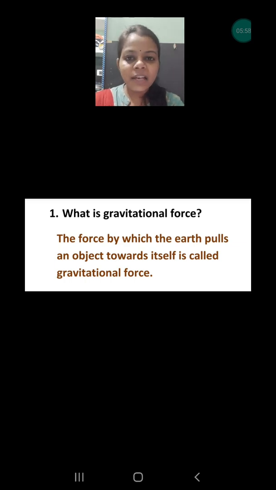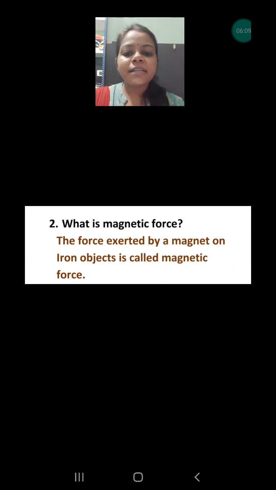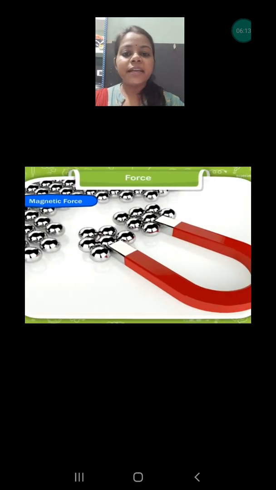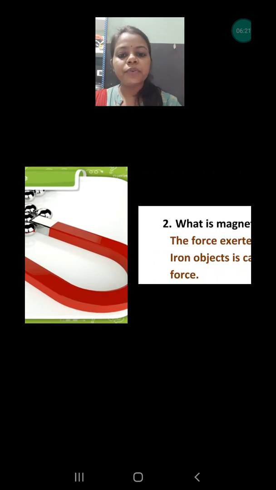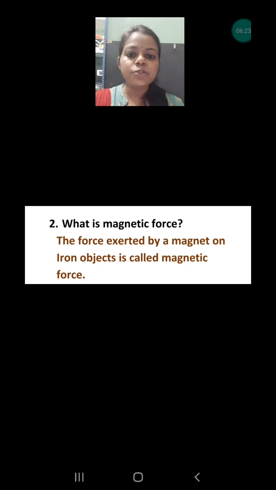So in easy language, you can write: the force by which the earth pulls an object towards itself is called gravitational force. Our second question is, what is magnetic force? Earlier I have already explained that a magnet has the tendency to attract iron material towards itself. Okay, this force of attraction by the magnet is called magnetic force.